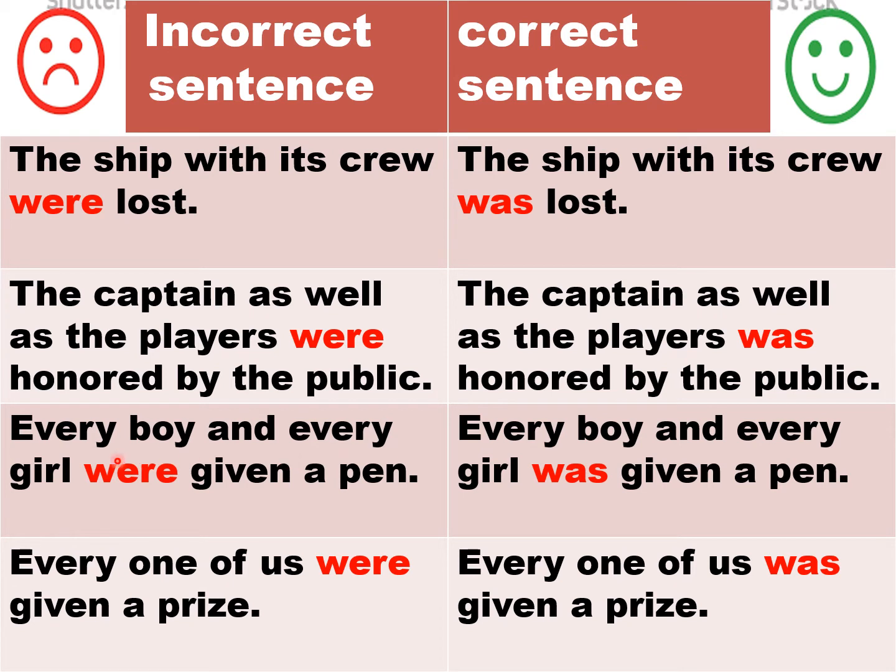See the next one. Every boy and every girl were given a pin. Every one of us were given a prize. If one of the words each, every or no comes before the subject, the verb must be in singular. See, this boy is a noun. Before that, we are having the word every. So, the verb must be in singular form. Was is correct. Every boy and every girl was given a pen. Every one of us was given a prize.